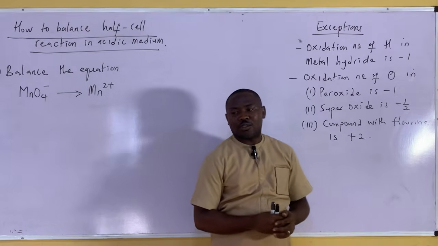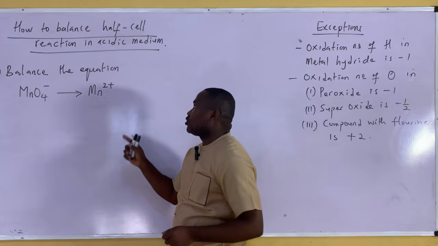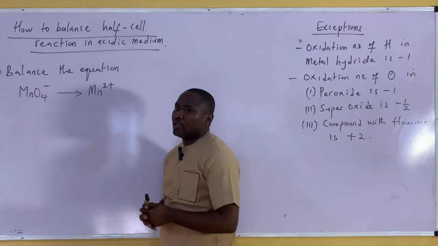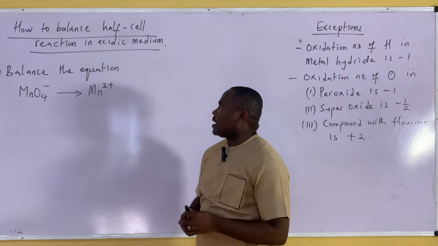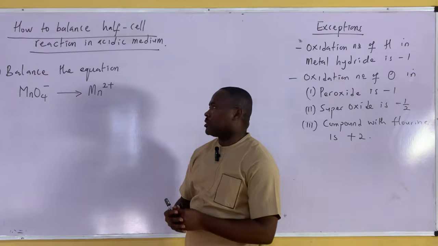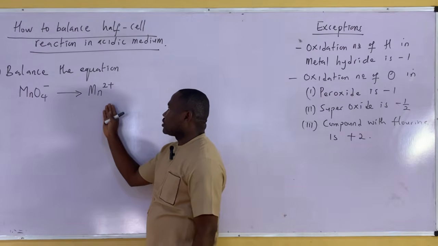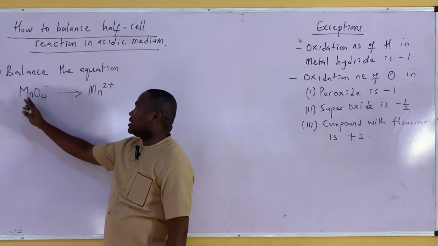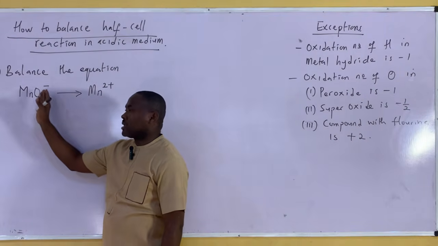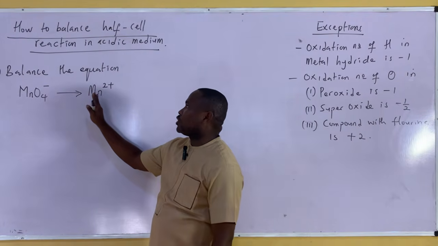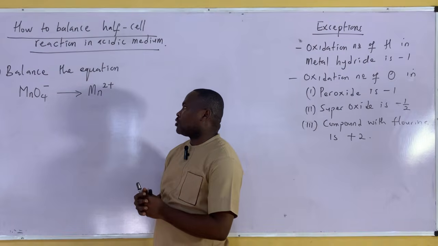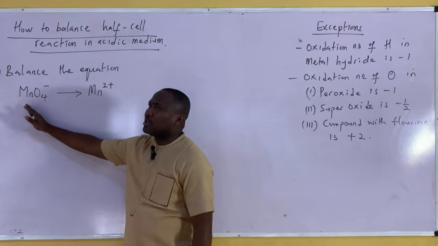They are very important. Now we're looking at how to balance a half cell reaction in acidic medium. Now, how do you balance such a reaction? If you look at this reaction, you see manganese and oxygen together as a radical. But over here, you have just manganese as an ion. So it means there is something I have here that I don't have here.